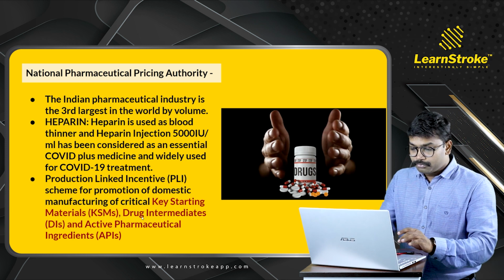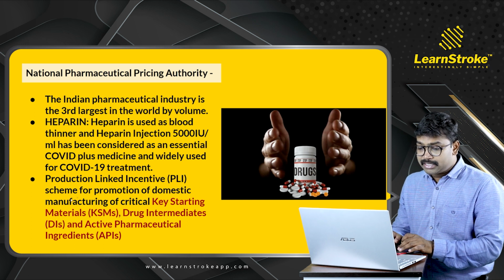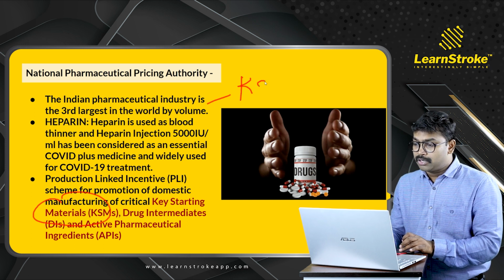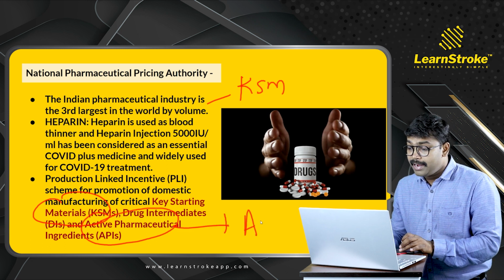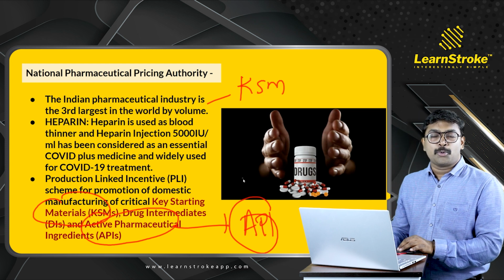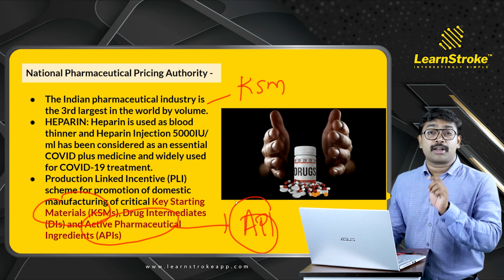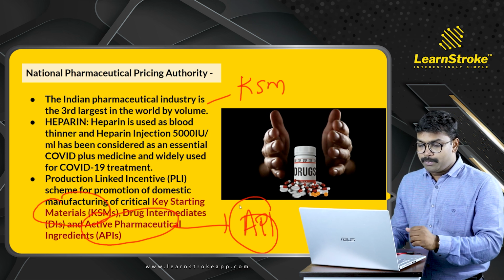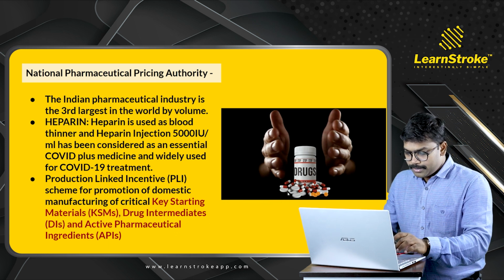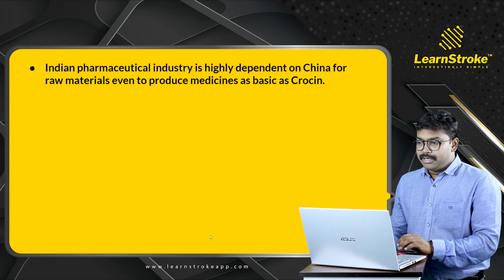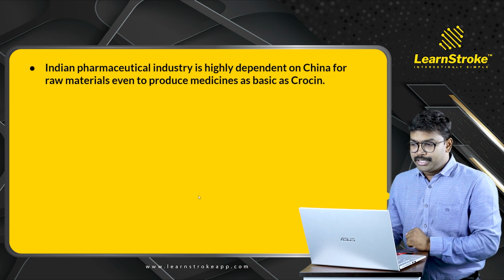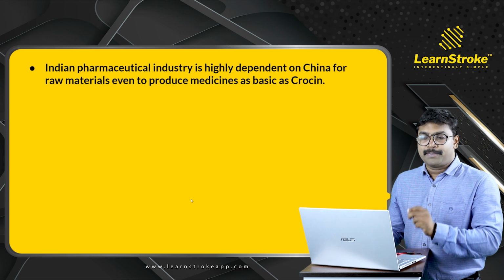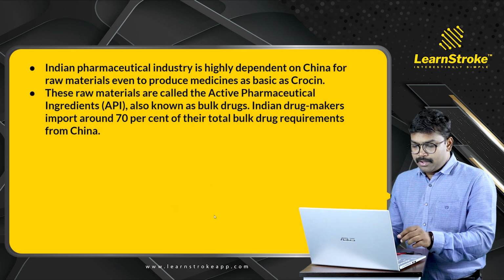And here comes the important concept called key starting materials, which is called KSM, because I had already marked something called KSM, and drug intermediates and active pharmaceutical ingredients, which is called API. What if you get a question in your prelims, which of the following statements regarding API are correct? So let's take a close look at what you mean by API. Yes, and these are the scenarios which I already told you, because India is, as you can see, even for making crocin, largely dependent on China. And you can take a close look.